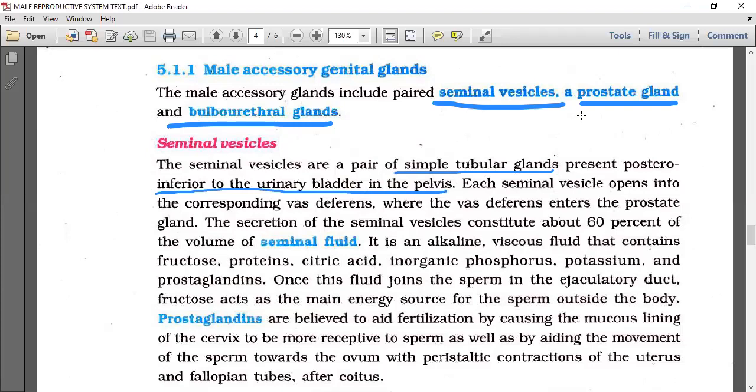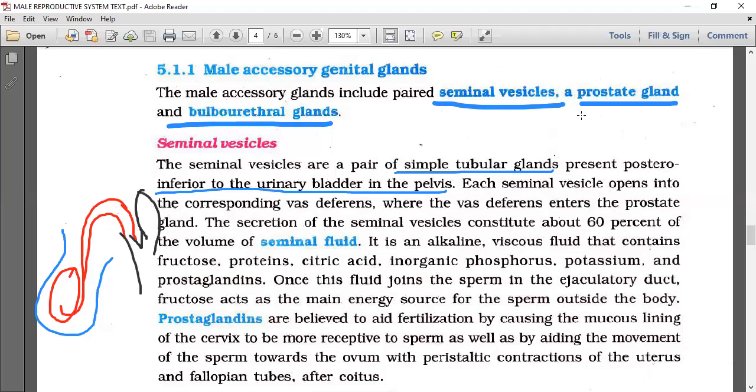Each seminal vesicle opens into the corresponding vas deferens, as we said earlier. The vas deferens coming from the testis is going to join with the seminal vesicle and form the ejaculatory duct, like this. The duct of the seminal vesicle and the vas deferens, that we have seen in the diagram. So each seminal vesicle opens into the corresponding vas deferens.